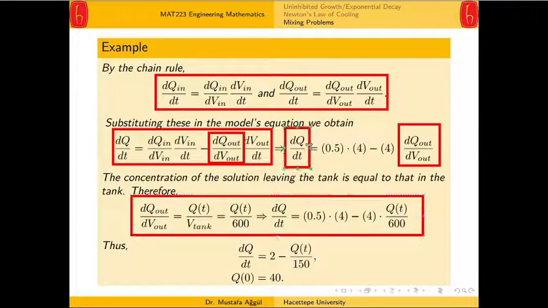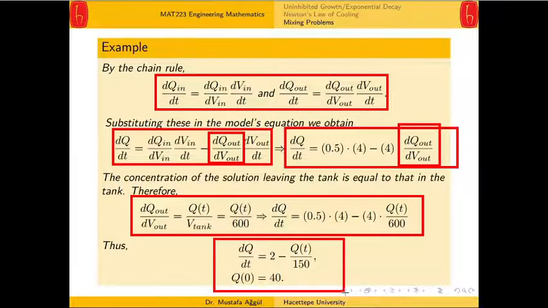Okay, and then we see dQ/dt is equal to, if we substitute this information in this equation, 0.5 times 4 minus 4 times Q over 600, right? Because we know dq_out/dv_out is equal to Q(t) over 600. If we do some algebra, we get 2 here, and 4 times Q over 600 will be Q(t) over 150. Okay, so this will be our differential equation.